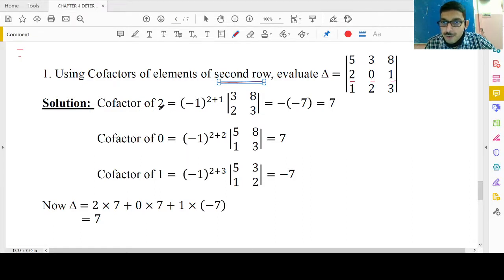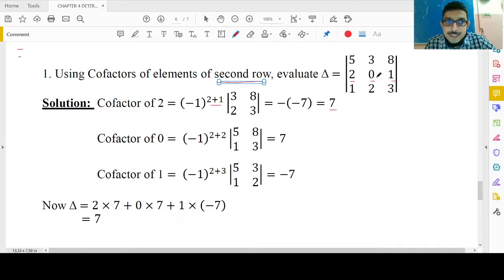So the cofactor of 2. 2 lies in the second row, first column, so you have to multiply with (-1)^(2+1). Remove the second row and first column, and you get the determinant with rows 3 8 and 2 3. If you evaluate this determinant, it will be 9 minus 16, so it is minus 7, and this is multiplied by (-1)^3, so it becomes minus of minus 7, which is plus 7.